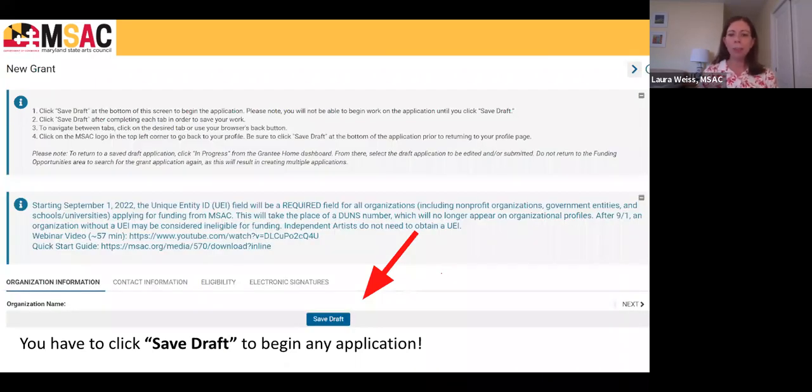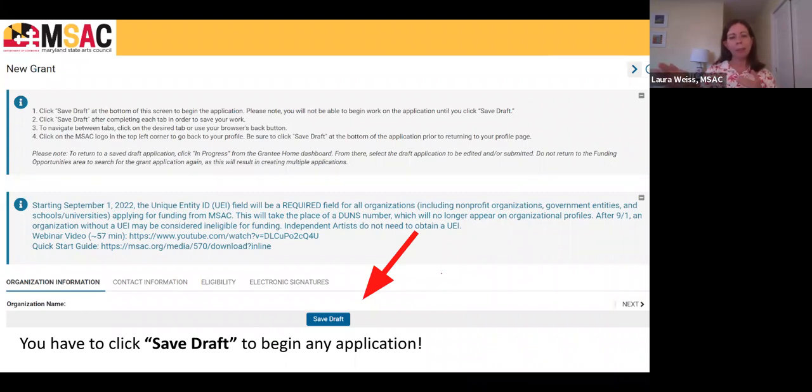And you want to make sure once you get to that grant application portion, click the Save Draft button at the bottom of the screen to start your application. It will appear blank until you do that, so make sure that you hit Save Draft to sort of activate and start the application. Once you do that, it will basically walk you through everything that you need to complete.